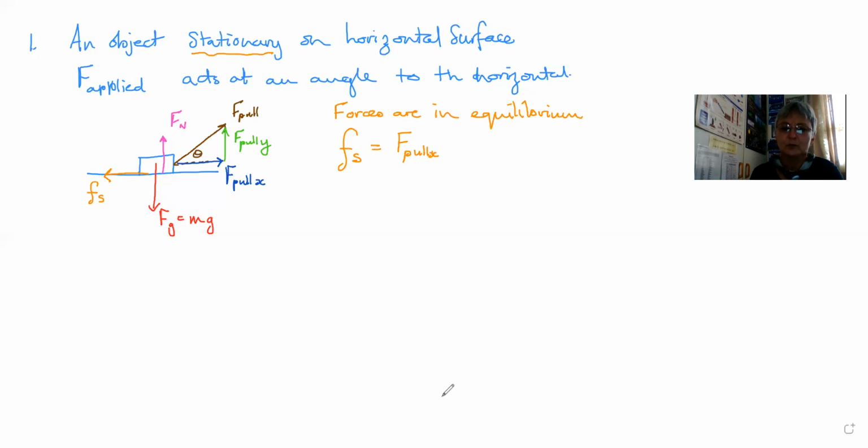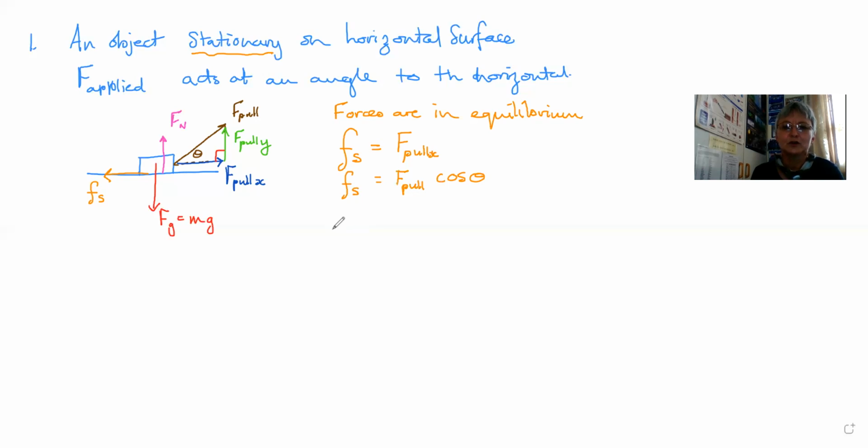We have perpendicular components of the F pull. So the angle theta and the X pull are adjacent to each other. If we use trigonometry, this would be F pull cos theta. So our static friction can be calculated by determining the cos of theta and multiplying it by the pulling force. Right?